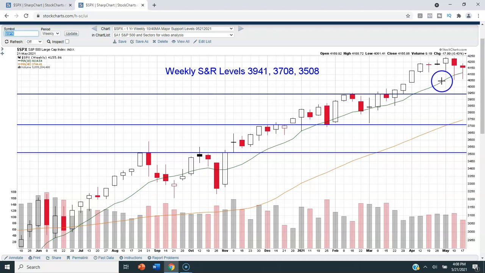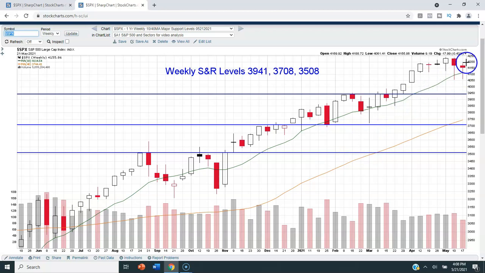So the S&P 500 was down 43 basis points for the week, and we closed at 4155.86. And right here, this is this week's candle. And by the way, this is a 1-year weekly chart of the S&P 500. So the chart does go back 1 year. And the green line is the 10-week moving average. The orange line is the 40-week moving average. And then we have a support level right here that we'll talk about briefly at 39.41, 37.08, and 35.08.